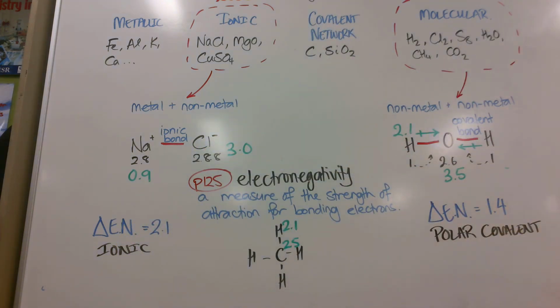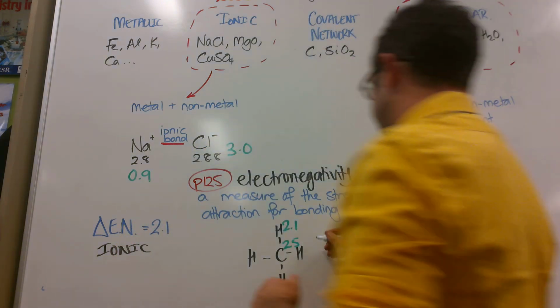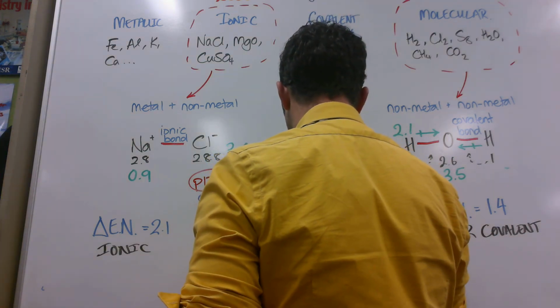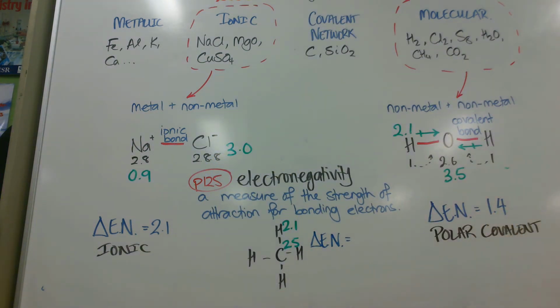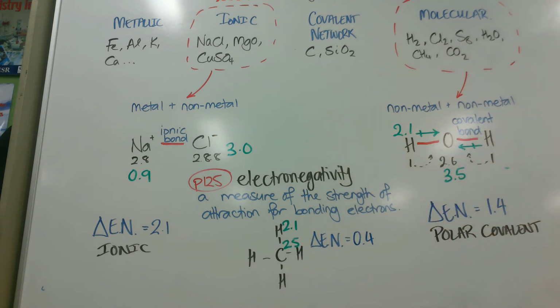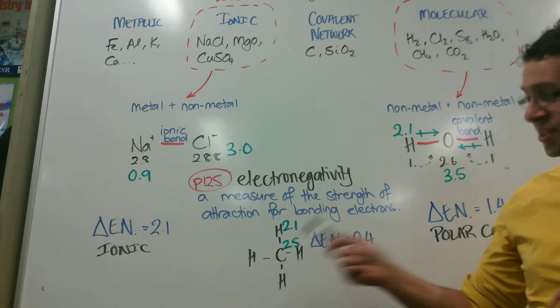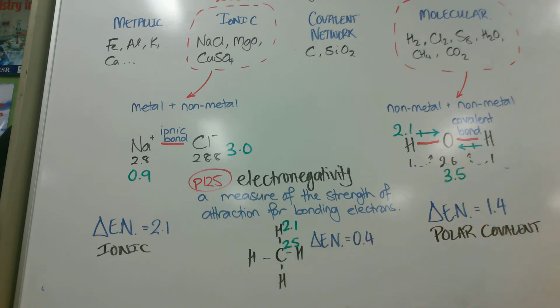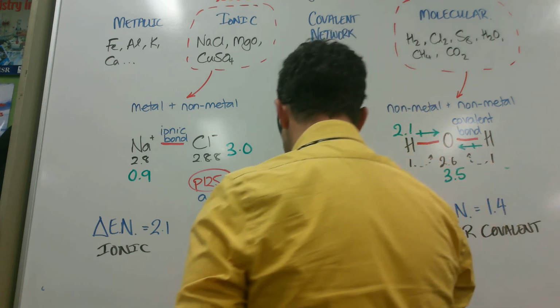So my electronegativity difference in this one is equal to 0.4. All good with that? 2.5 minus 2.1. That number is so close to 0 that we say that it is a non-polar covalent bond. The electrons spend just as much time around carbon as they do around hydrogen. It's not technically true. Which element do you think they spend just a little bit more time with? Carbon. Perfect. You guys are getting this brilliantly.